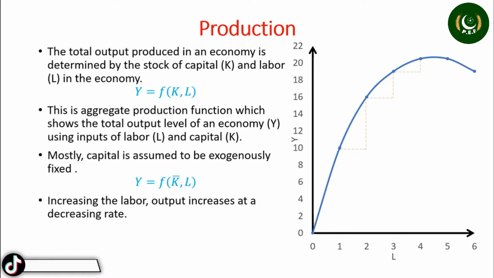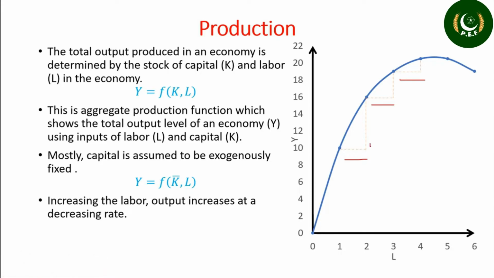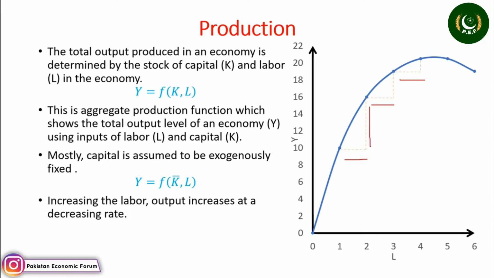Note that increasing units of labor from 1 to 2, then from 2 to 3, and then from 3 to 4 increases the output, but the increment is decreasing. This increment in output because of the increase in labor is called the marginal product of labor.